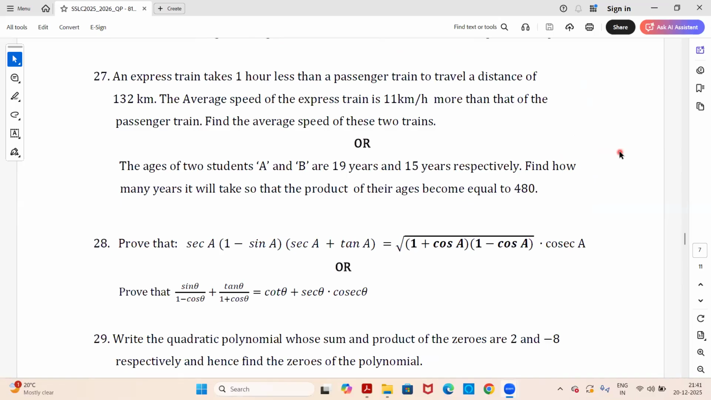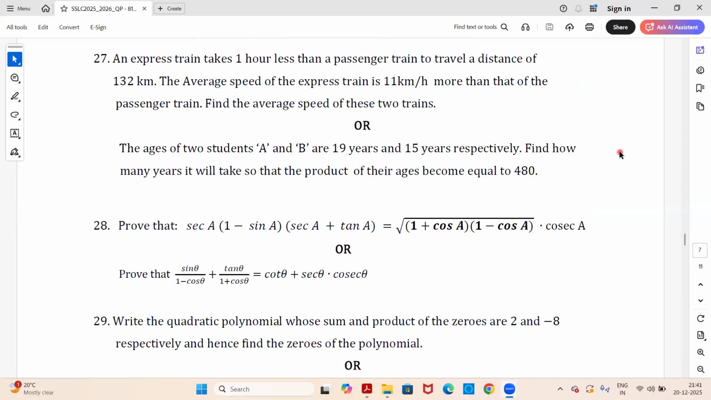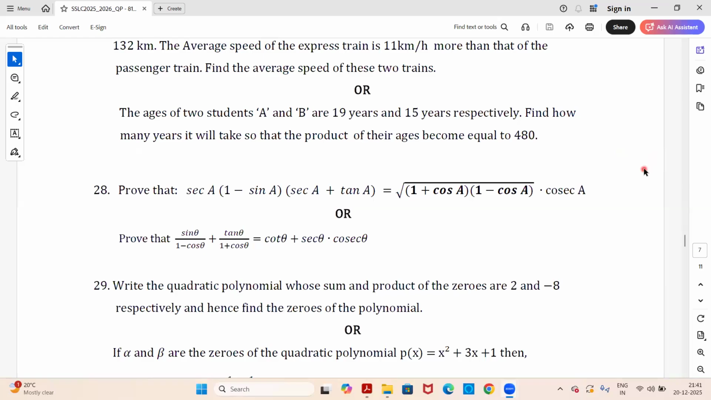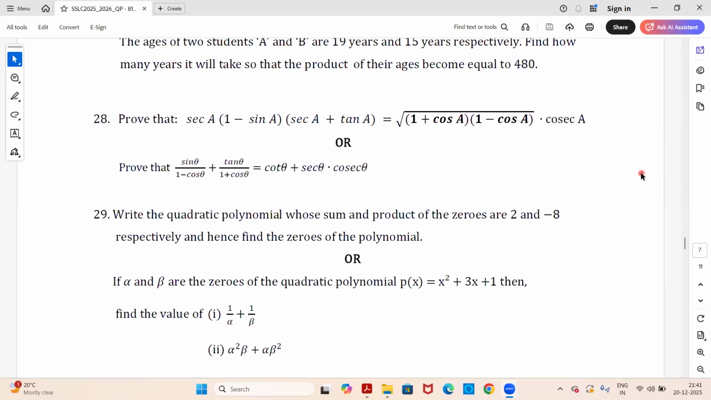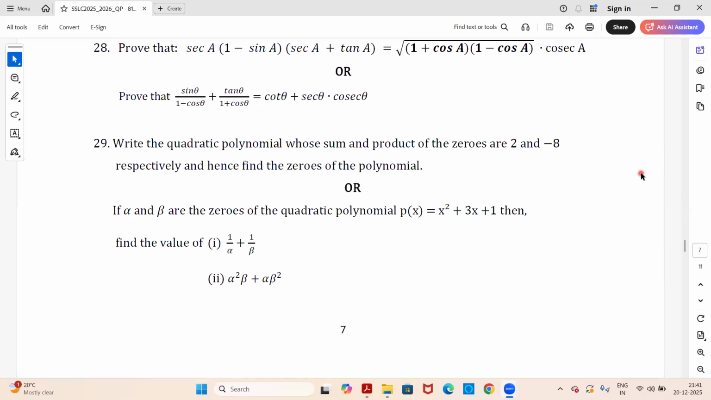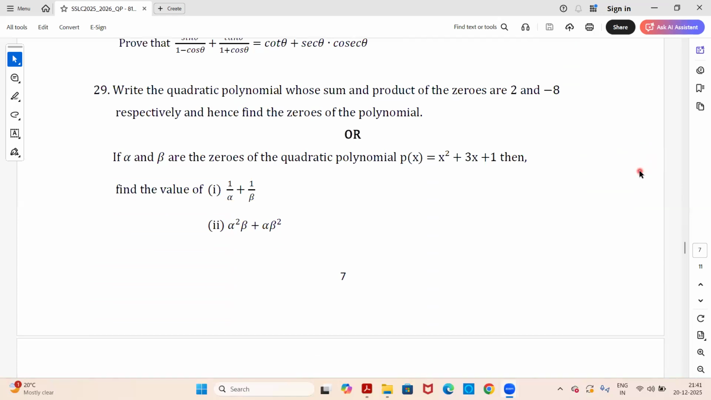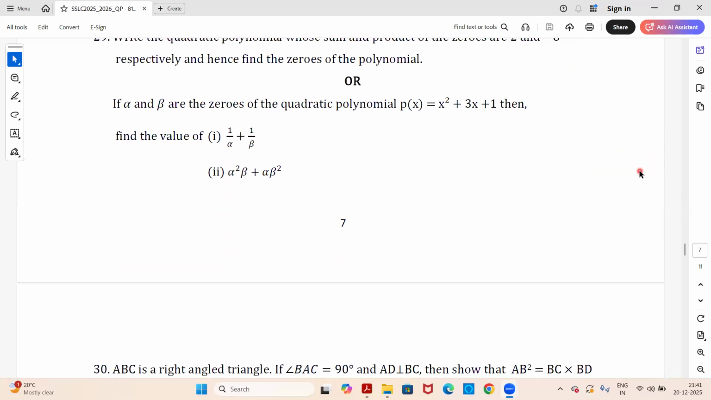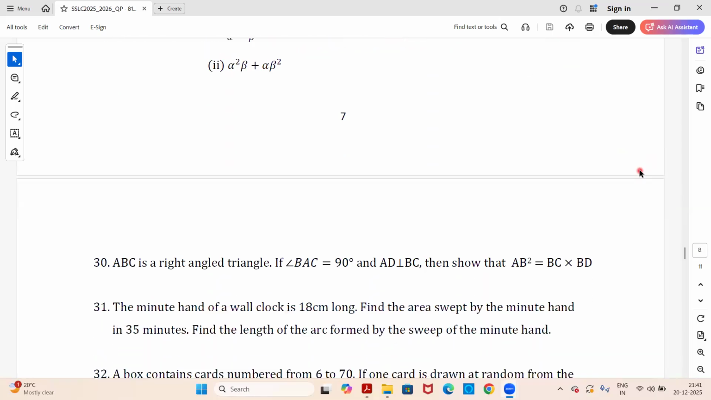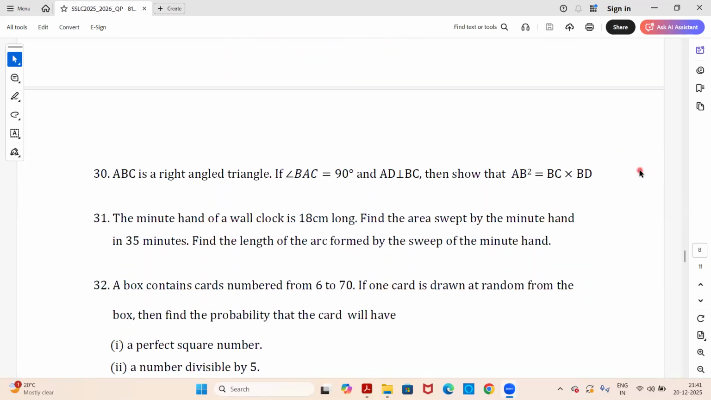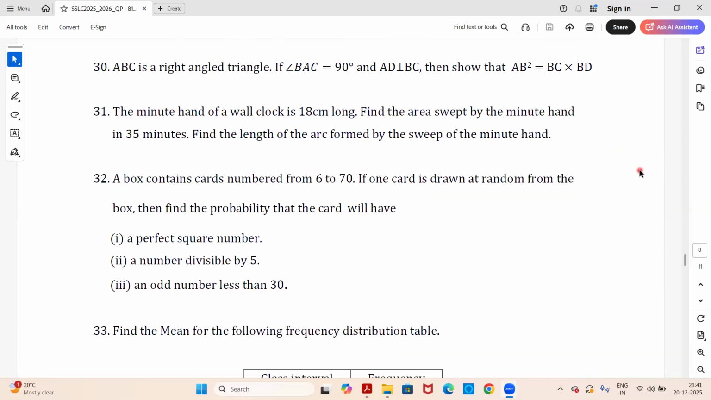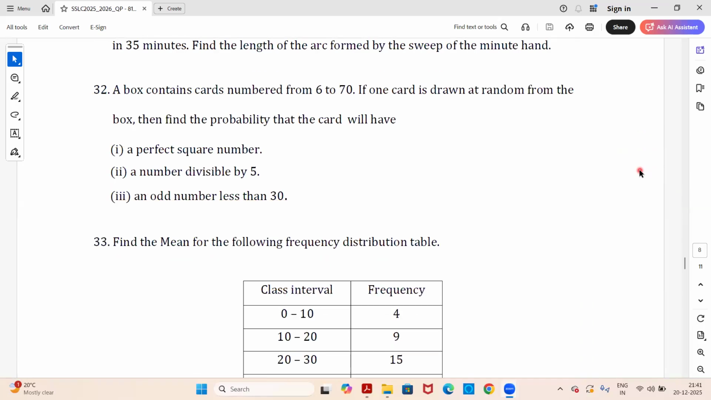Okay. Then question 28 is also having an option in it. And then question 29 also has an option. So you can take your time in selecting and then you can quickly go with the one you are very sure about. Then question 30, 31, and 32 are compulsory questions.